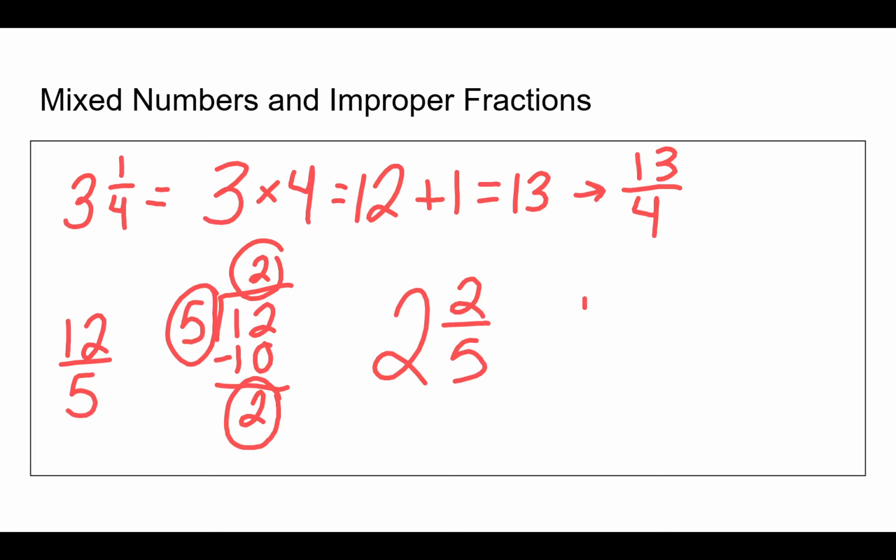So if you were to type 12 divided by 5 in your calculator, you're going to get 2 and 2/5 like this.